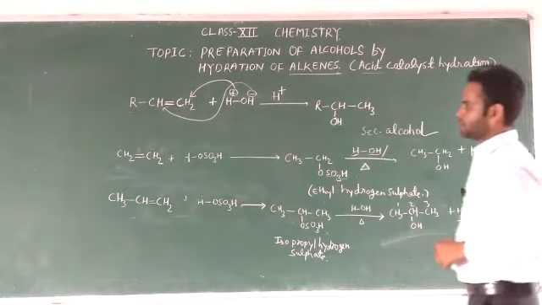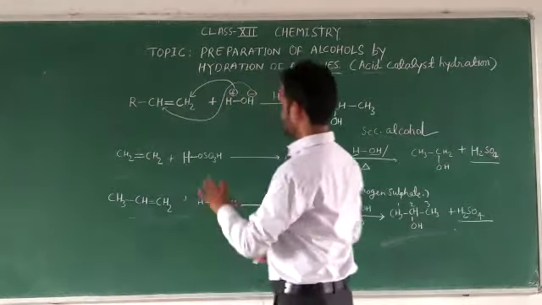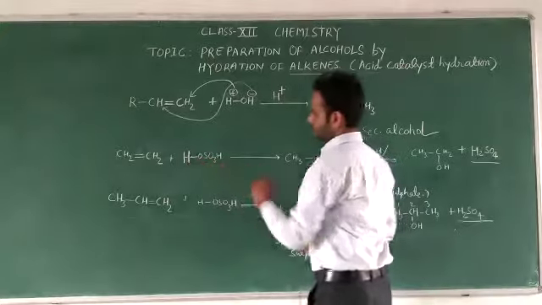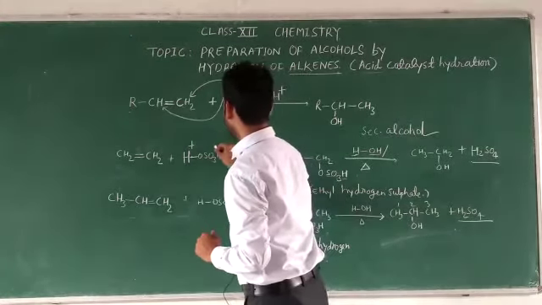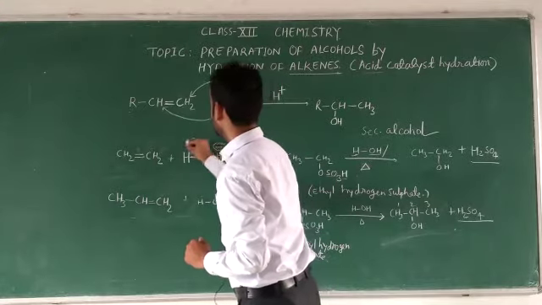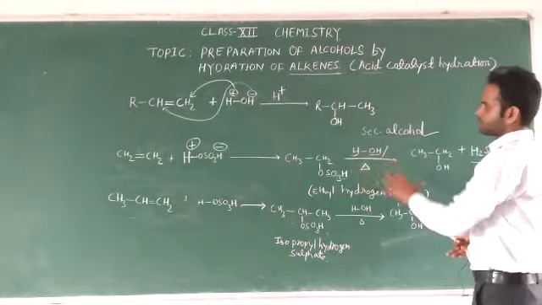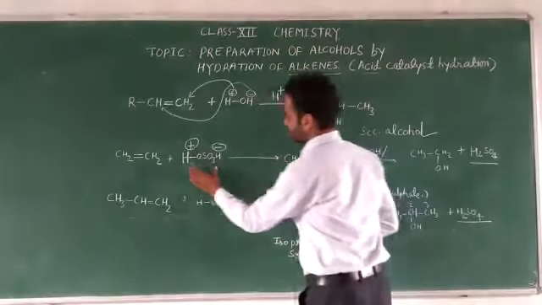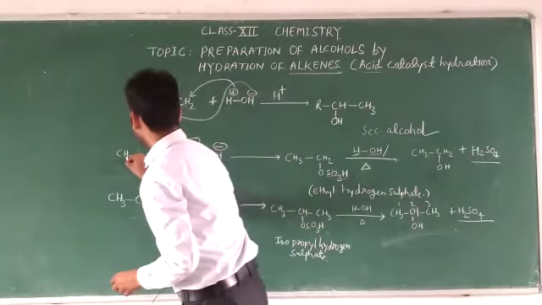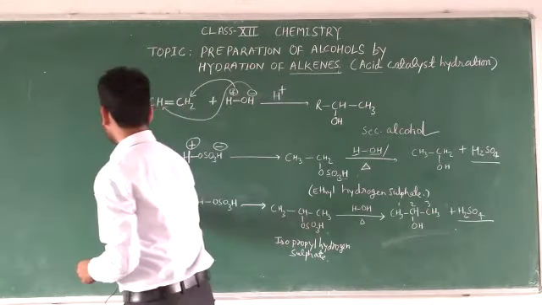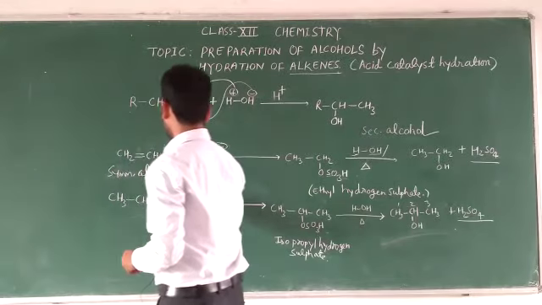Now another example. We have H2SO4, which is dissociated into H+ and OSO3H, which is the negative part of it. We are having a look at the mechanism actually. First we react it with this acid. As we can observe, this is a symmetric alkene.